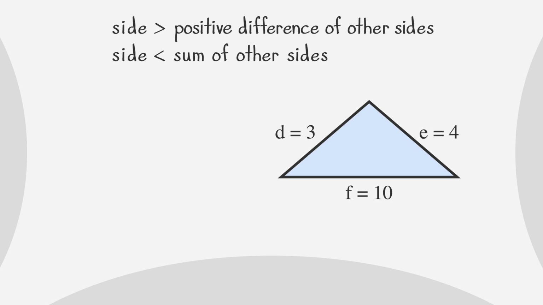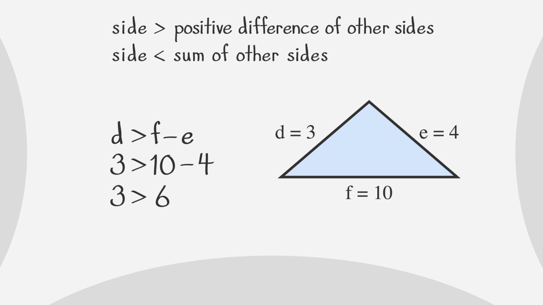Well, let's check one of its sides, side D against sides E and F. F minus E is equal to 6. Since this is bigger than 3, we can safely say that the figure on the right couldn't actually be a triangle. Okay, now that we have some more triangle rules down, let's do a little practice.